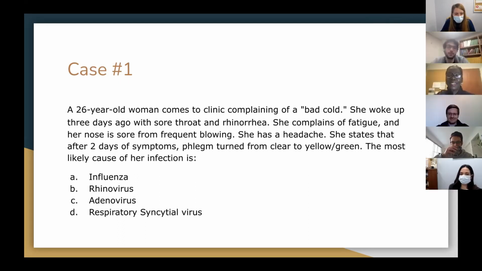A 26-year-old woman comes to clinic complaining of a bad cold. She woke up 3 days ago with sore throat and rhinorrhea. She complains of fatigue and her nose is sore from frequent blowing. She has a headache. She states that after 2 days of symptoms, phlegm turned from clear to yellow-green. The most likely cause of her infection is A, influenza, B, rhinovirus, C, adenovirus, D, respiratory syncytial virus.